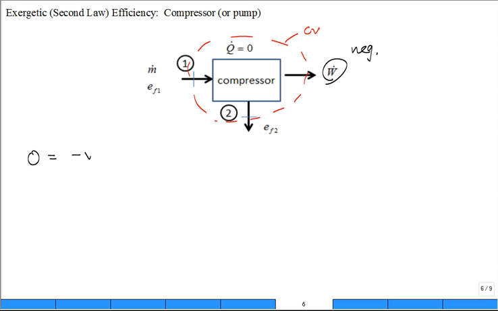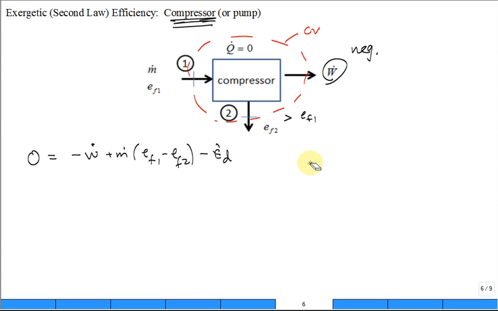Minus W dot plus m dot (EF1 minus EF2) minus the exergy destruction rate. True? But I'm going to ask a question. EF2, is it equal to EF1? Is it greater than EF1 or less than EF1 for the compressor? EF2 will be greater than EF1. True? What you're doing is putting energy into the fluid stream with the pump or compressor.